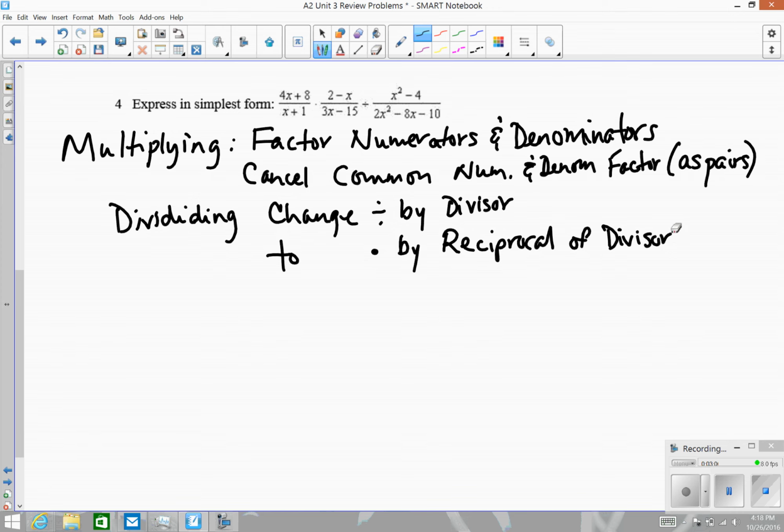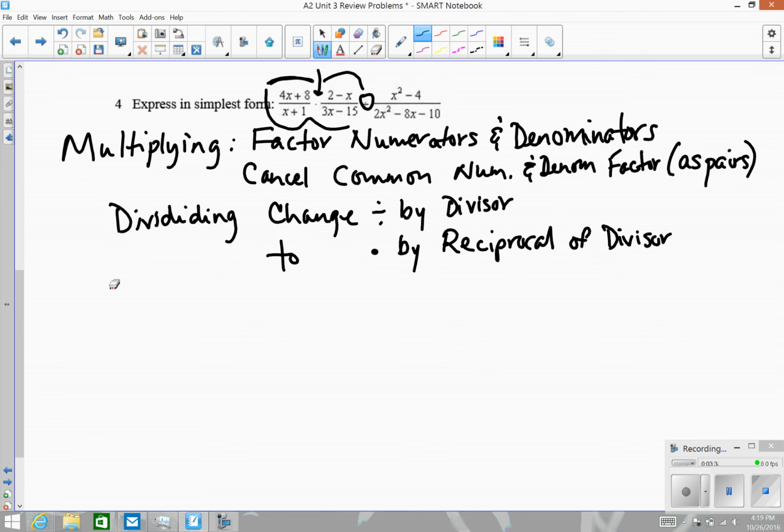Alright, so if we look at this problem in number 4, I see multiplication going on. I have two fractions first being multiplied, and then I've got division going on. So I'm going to look at my rules for multiplying. First thing I want to do is factor my numerators and denominators. So where I have this 4x plus 8 here, and this x plus 1, I want to try and factor that. I want to try and factor this next fraction as well.